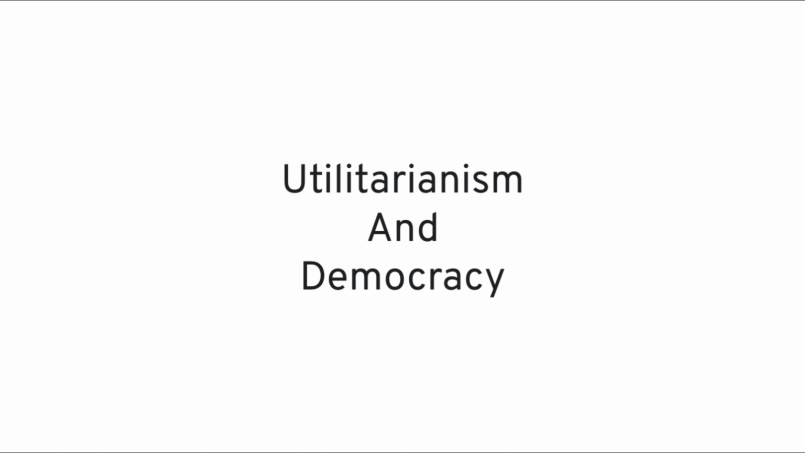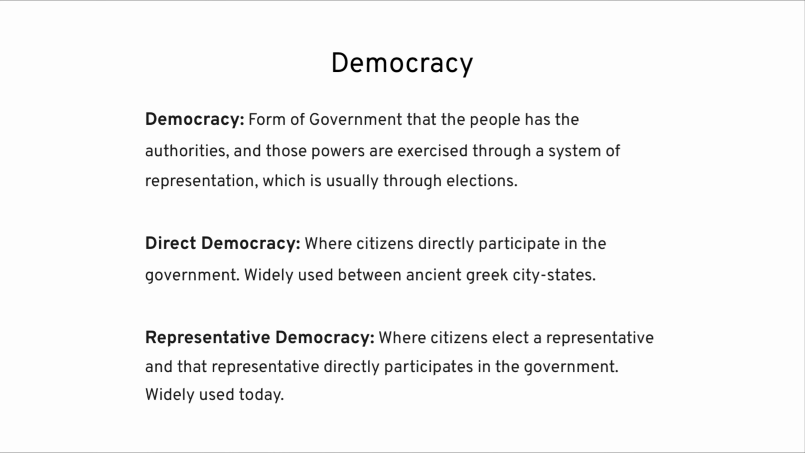Utilitarianism has been trying to maximize the good of the society, and its goal was to satisfy the general interest or the majority. When I first learned this concept of utilitarianism, one type of political system came across my head: democracy. Let me give you a brief explanation of democracy. Democracy is a form of government in which the people have the authority, and those powers are exercised through a system of representation, which is usually election.